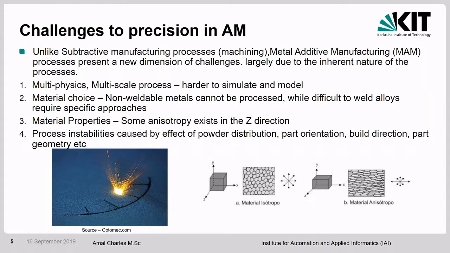The major challenges in precision additive manufacturing, as you are probably aware, are first due to the nature of the process being a multi-physics, multi-scale process. It makes it exponentially harder to simulate and to model. The number of material choices is limited. The material properties also have anisotropy in the build direction because of the layer-by-layer style of additive manufacturing, as well as a lot of process instabilities, caused by power distribution, part orientation, build direction, etc.